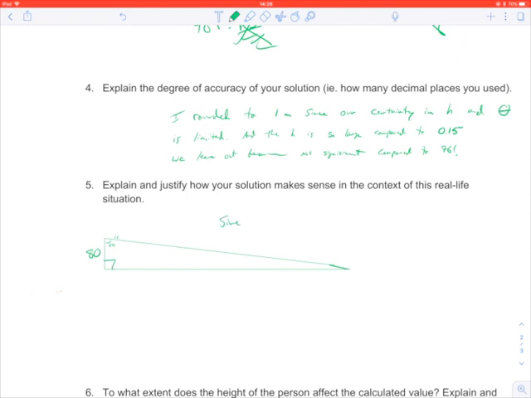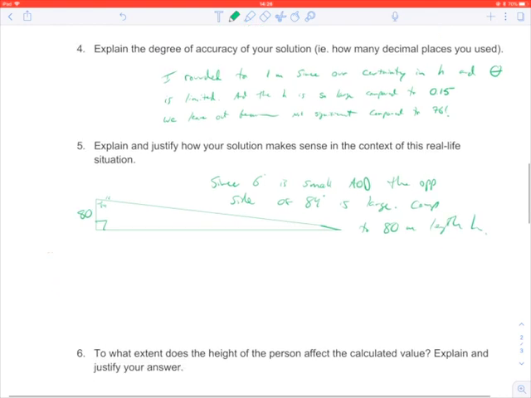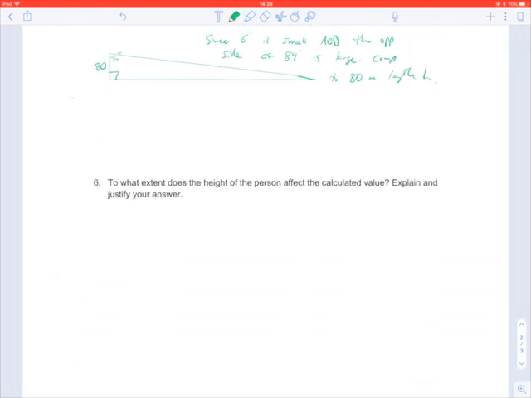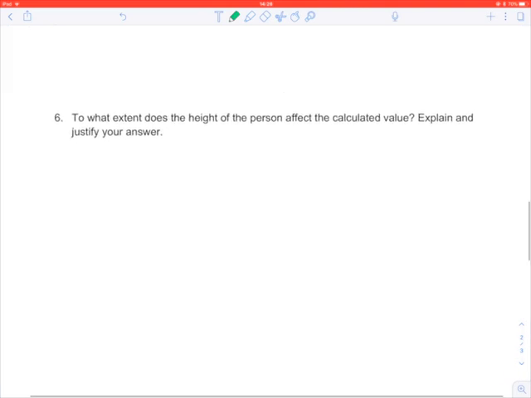So since 6 degrees is a small angle of depression, the opposite side of the 84-degree angle is going to be large, right, compared to the 80-meter length height. Again, sorry about my terrible handwriting. I'm trying to not bore you by writing.